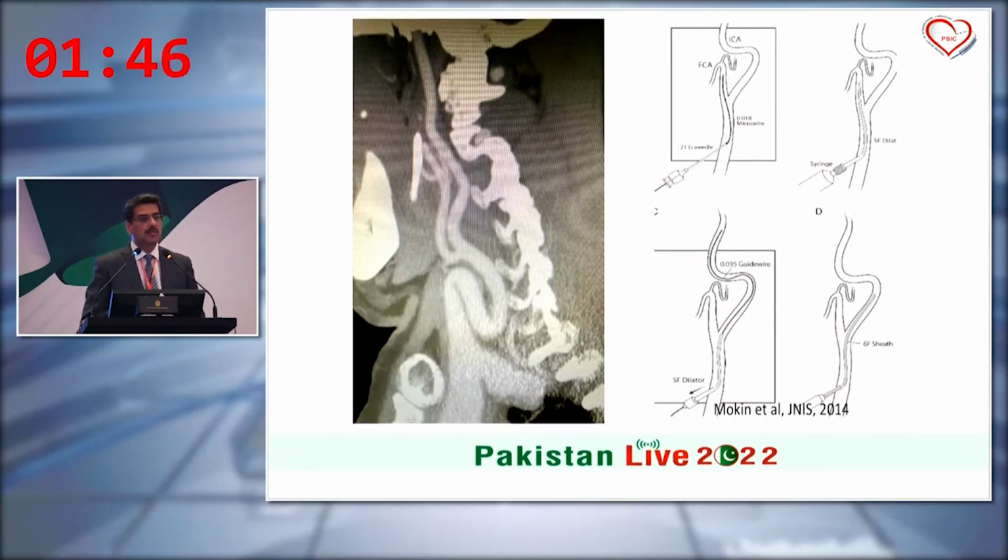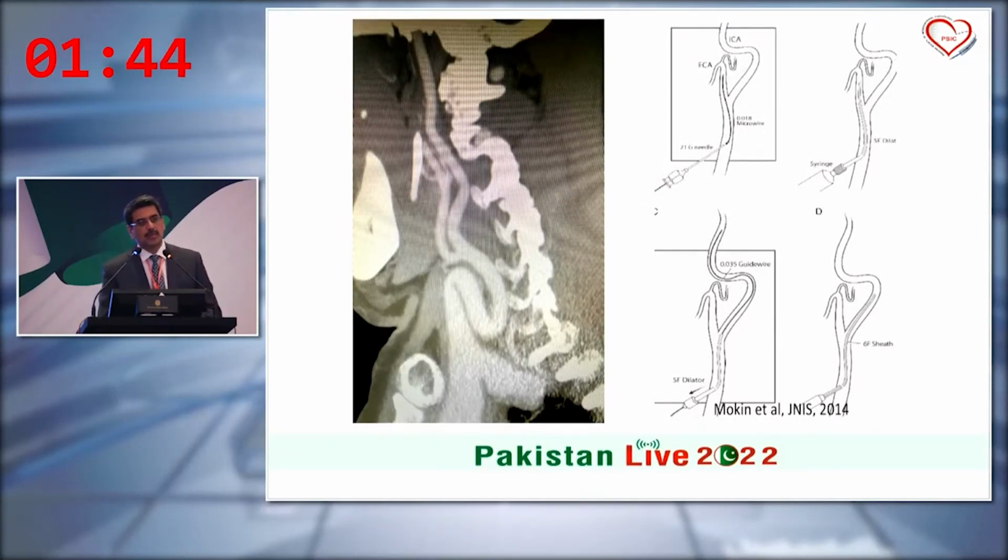Occasionally, you have difficulty going from the femoral approach. You can go to brachial approach.